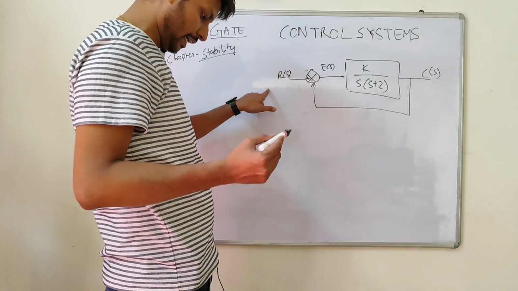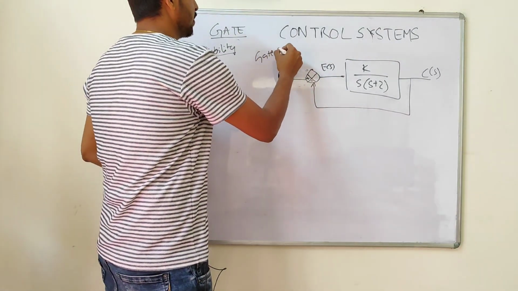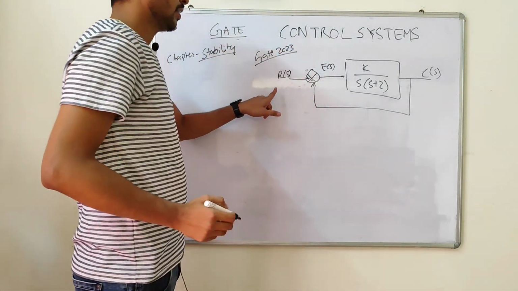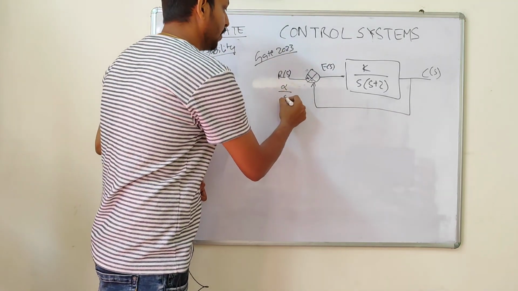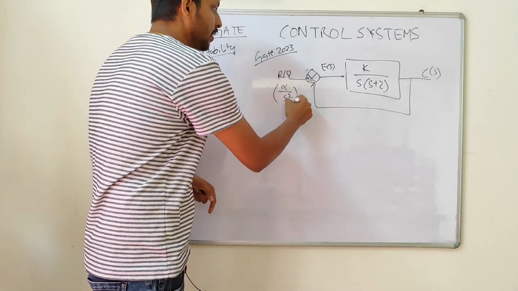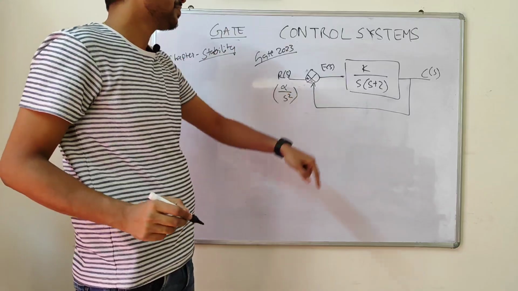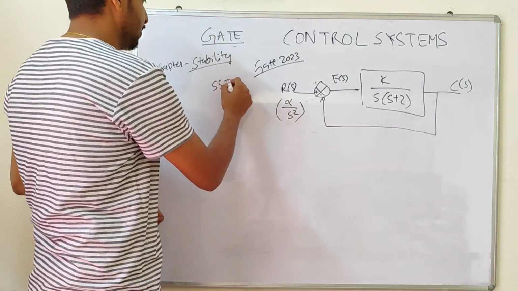Okay, so this is one GATE 2023 problem. They are saying that the input is given by alpha by s square, so a ramp input is applied to this system. We are asked to find the steady state error.